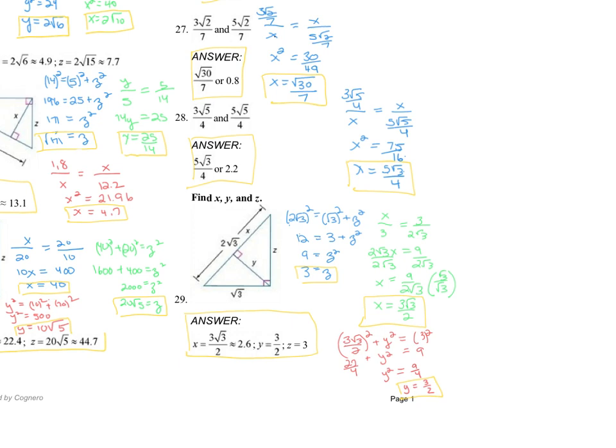And then our last part, looking for y, looking at this triangle here, we would know what x is, and we know what z is, and so we're looking for y. So we're using the Pythagorean theorem, and there's our Pythagorean theorem.